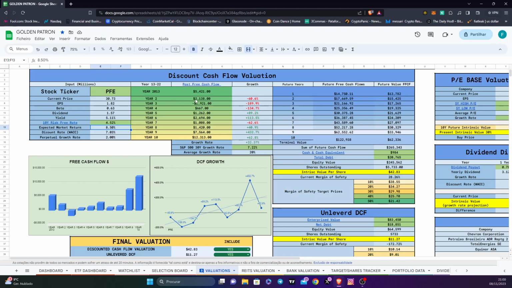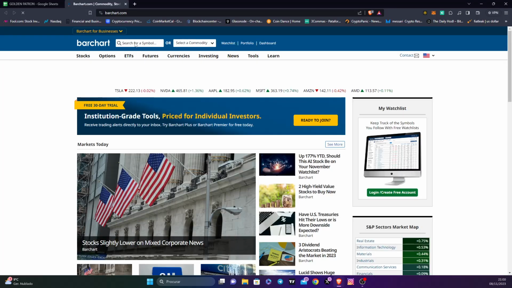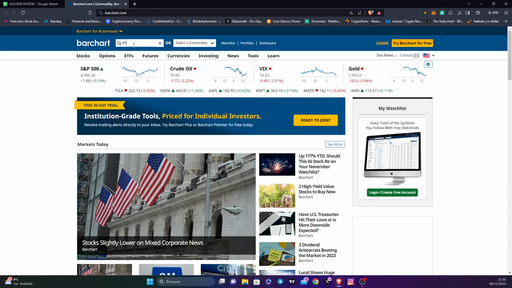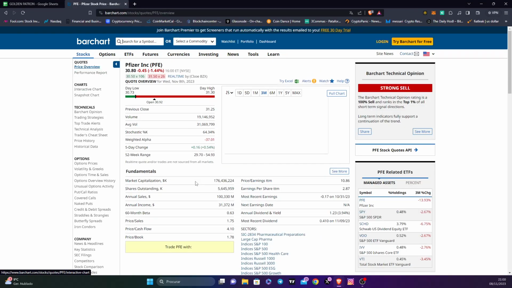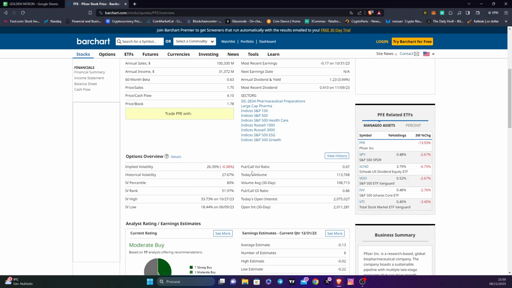Now what we have to do is find the past free cash flow of the last 10 years of the company. So we have another link right here, which is Barchart, my favorite site. It's a really good site. What we have to do is just plug in the stock ticker symbol. I really like this site because they have some data that other sites don't have. For example, the put call ratio, as you can see, is at 0.67, which means they're buying more calls than puts, so that's bullish.